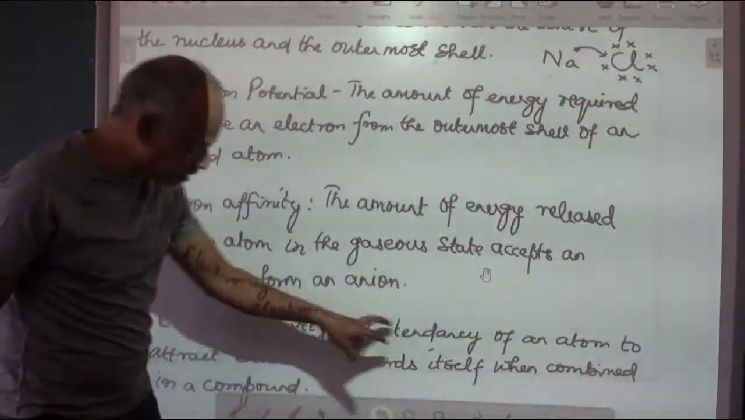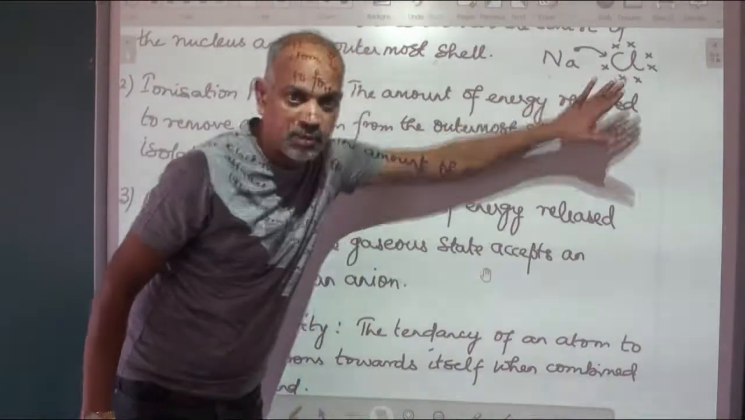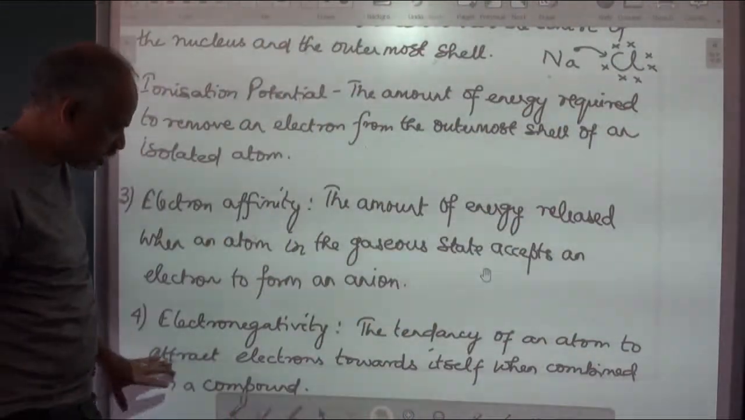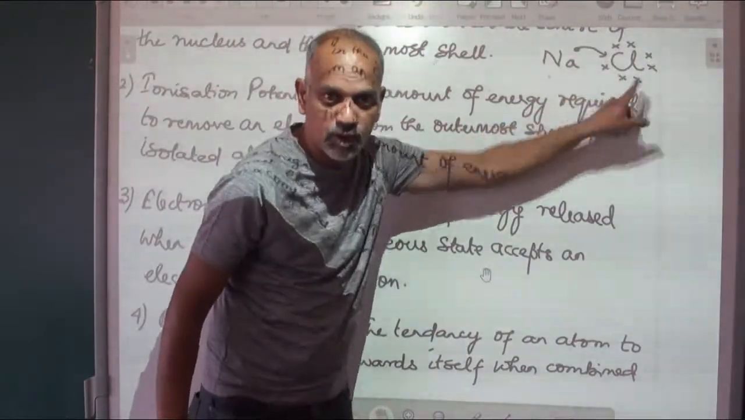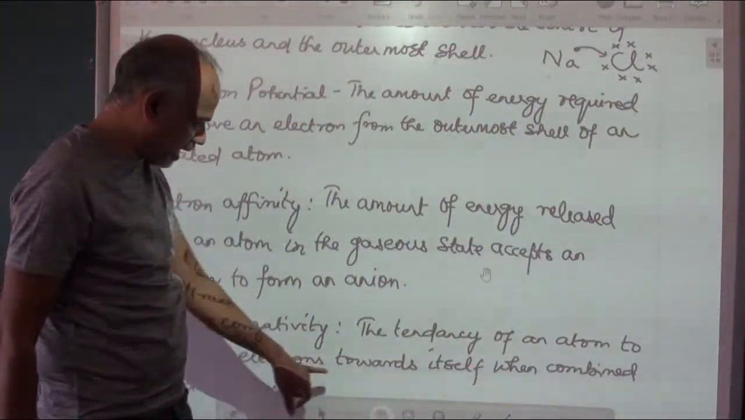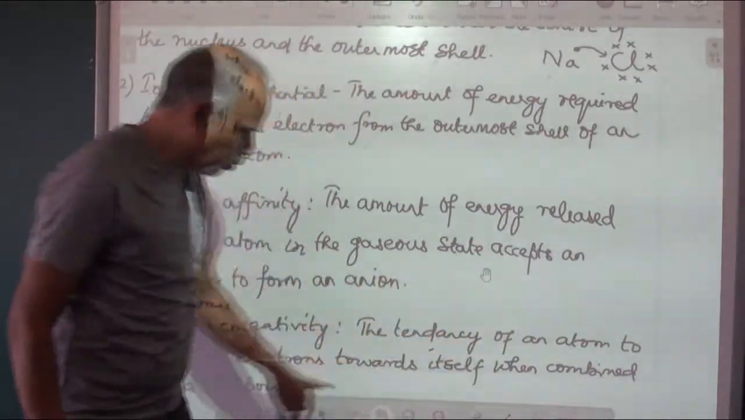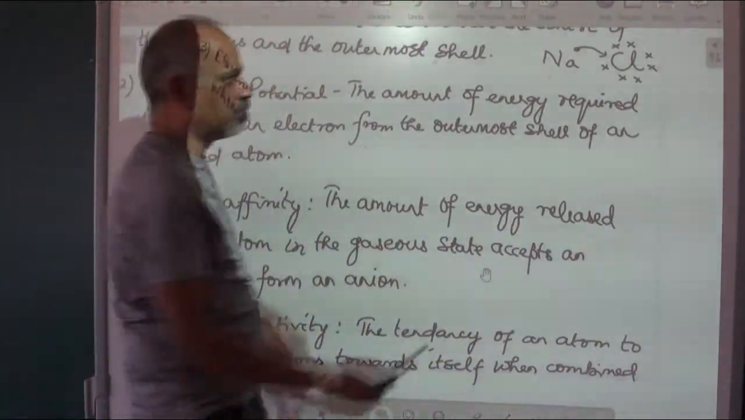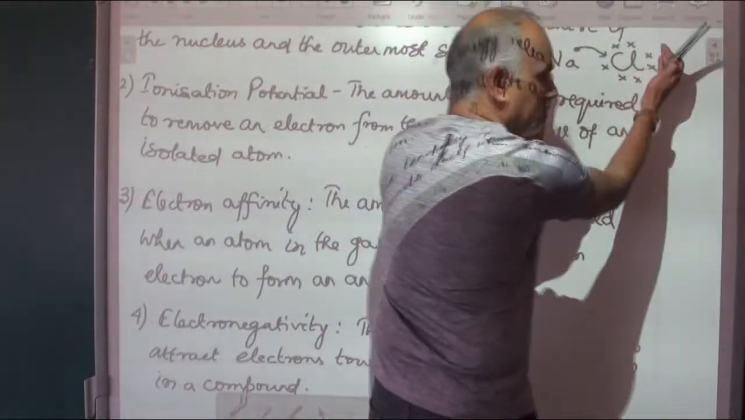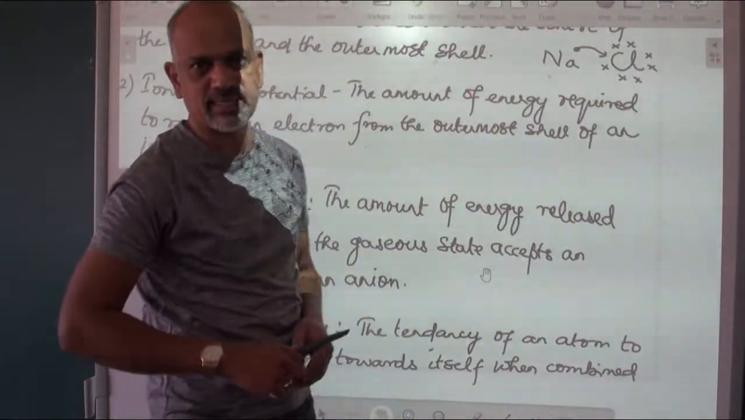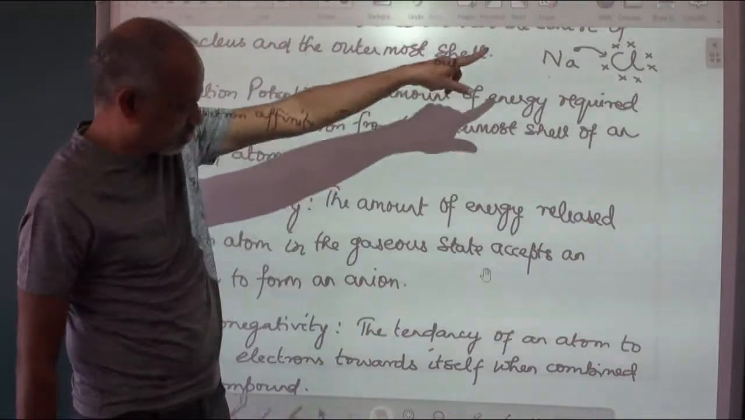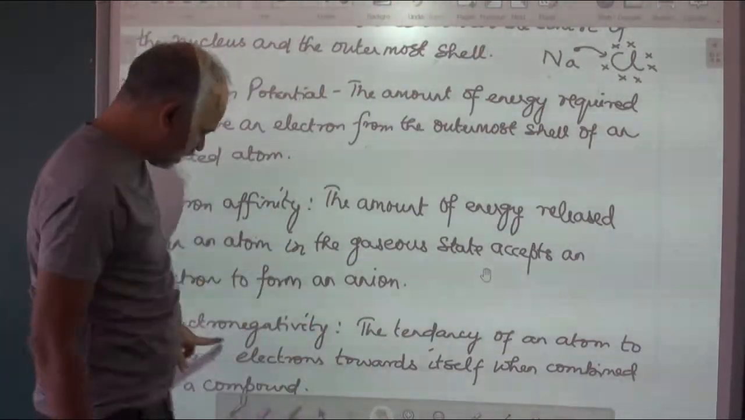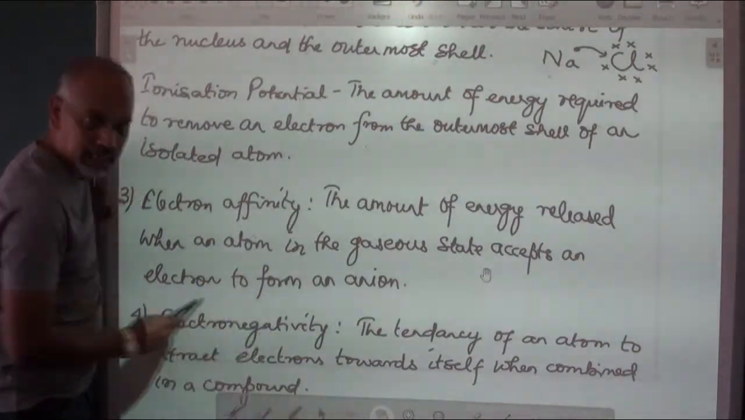So the tendency of an atom, for this atom I am talking about, to attract this electron, to pull this electron towards itself when combined in a compound. They are going to form a compound. The compound which is going to be formed is NaCl. So the tendency of this atom to attract the electron, such tendency is called electronegativity.